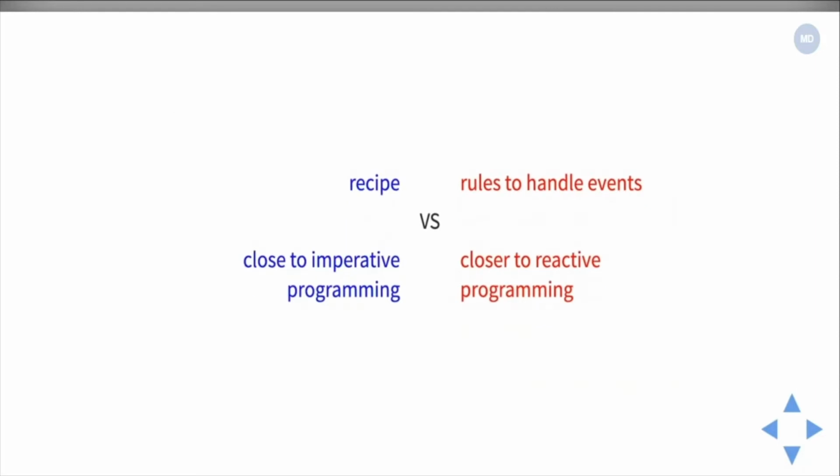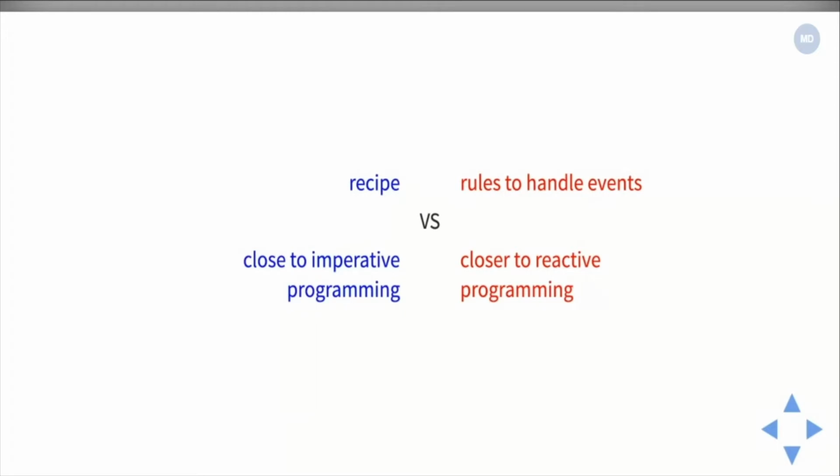So here we have two ways to write instructions for the computer. The first way is the recipe, which is very close to imperative programming. The other way is the rules to handle events, which is very close to reactive programming. Those two words, imperative programming and reactive programming, are called paradigms.